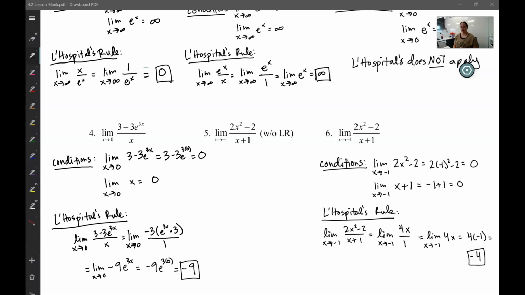Welcome back. You should have gotten -4. So once again, check that our conditions are met. Plug -1 into the top, and we got 0. Plug -1 into the bottom, also get 0. So that's a 0 over 0, so we're good to use L'Hopital's rule. And so I use L'Hopital's rule, take the derivative of the top, derivative of the bottom, and then plug it in to get my -4.